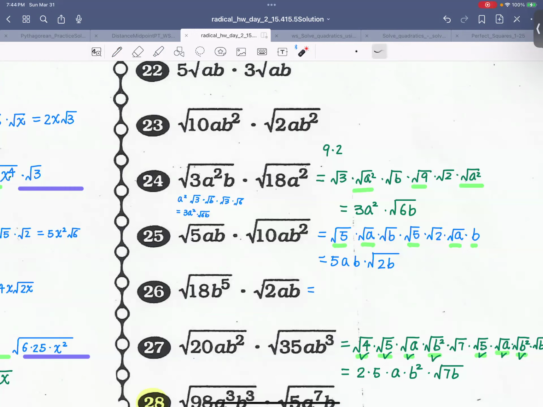18 is who? 18 would be 2 and 9, with 2, 3, and 3. So you do 2, 3, and 3. For 18 you can do square root 2 and 3 and 3. Yes. Okay. And then see, this is b to the power 5. This is b to the power 1. So 5 plus 1 is 6. b to the power 6. And you have another square root 2 here, right? You have another square root a here, right? Okay. Now this becomes?